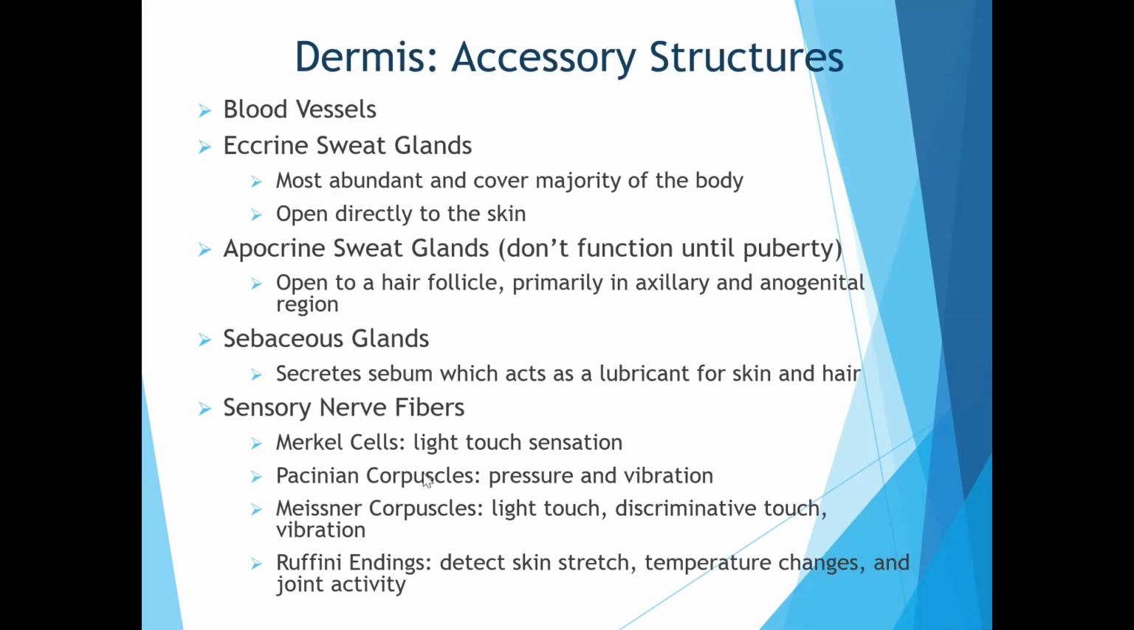So the different cells and different types all have different jobs. Like your Merkel cells do light touch. Pacinian corpuscles, they do your pressure and vibration. Your Meissner corpuscles, they also do some light touch. Discriminative touch, which means I can tell you're poking me by my pinky versus you're poking me by my thumb when it's happening at the same time. And then you have your Ruffini endings. They detect stretch, temperature changes, and some joint movement and activity.